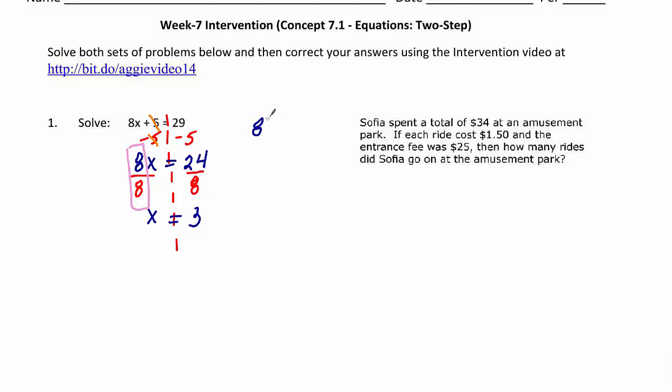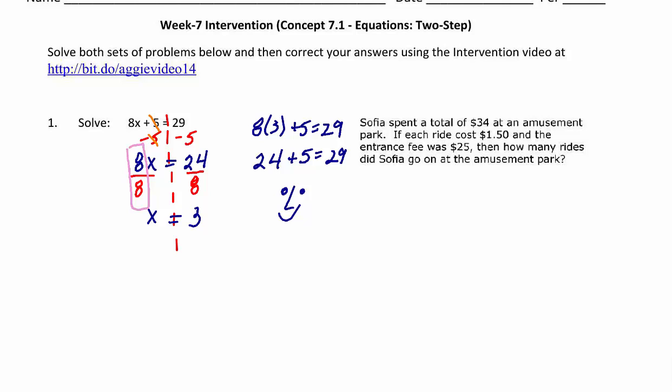Does 8 times 3 plus 5 make 29? Well, 8 times 3 is 24. And yes, 24 plus 5 is equal to 29. We know we did that correctly.